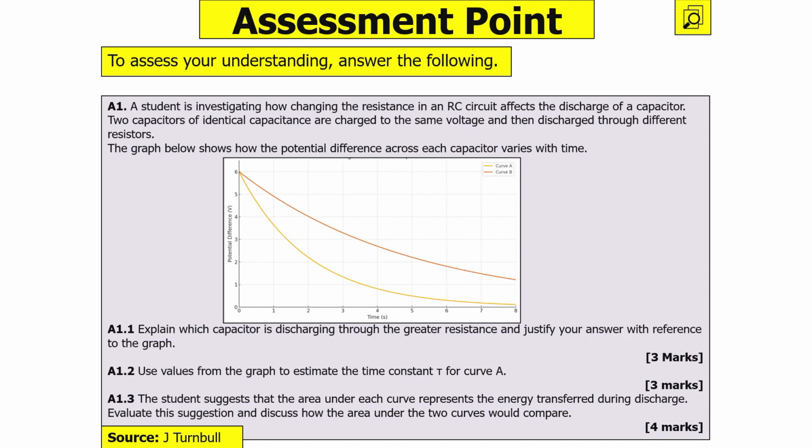Now use the values from the graph to estimate the time constant T for curve A. Then the student suggests that the area under each curve represents the energy transfer during the discharge. Evaluate the suggestion and discuss how the area under the two curves would compare. So pause the video now, then unpause the video when you want to go through your answer.